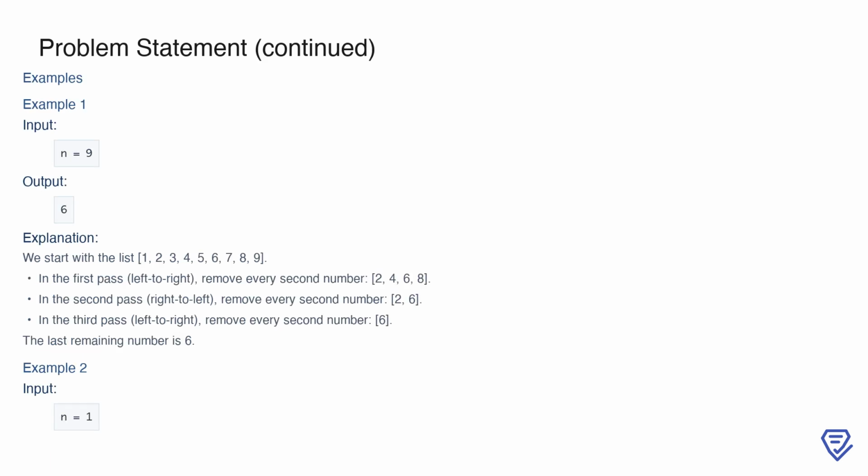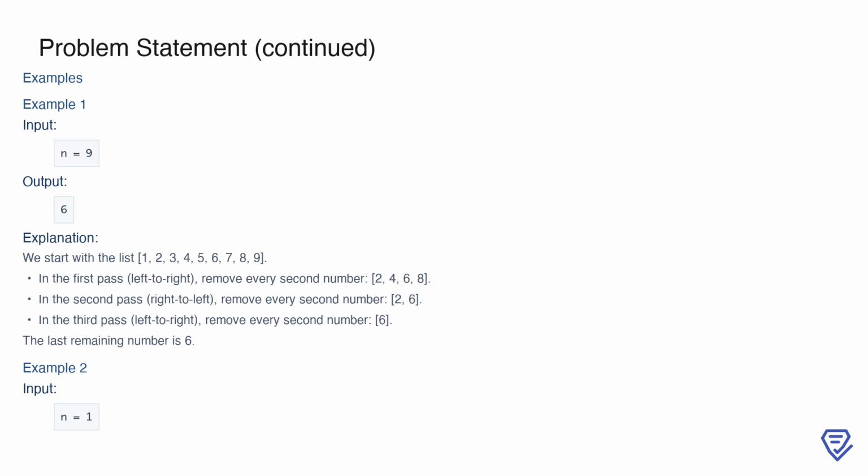Let's explore some examples to better understand the problem. In the first example, the input n is 9. This means the initial list is 1, 2, 3, 4, 5, 6, 7, 8, 9. During the first pass, we eliminate every second number from left to right. This leaves us with 2, 4, 6, 8.